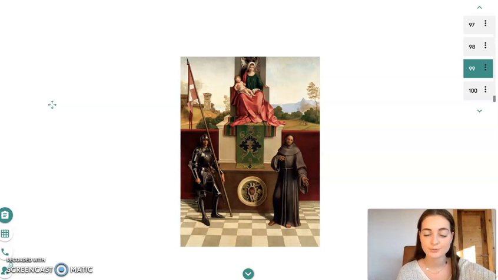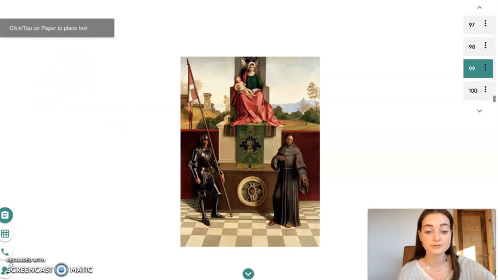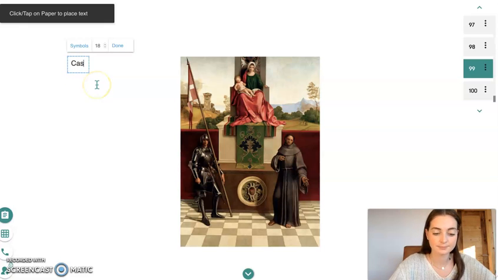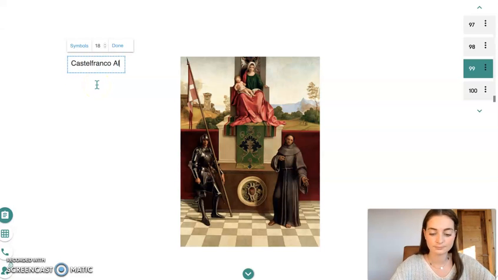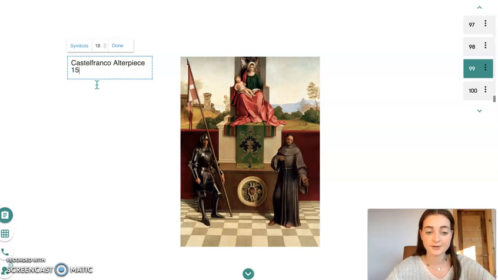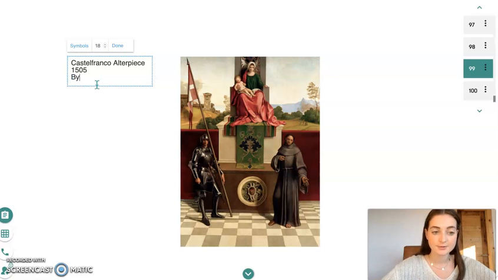So, today we're going to be looking at the Castelfranco altarpiece, also known as the Castelfranco Madonna. Now, this is done in 1505, which would make it part of what era? The Renaissance. You're absolutely right. And this is by Giorgione.